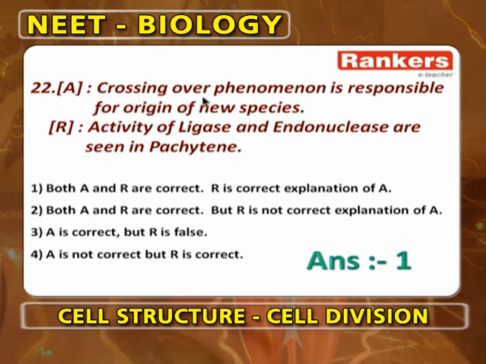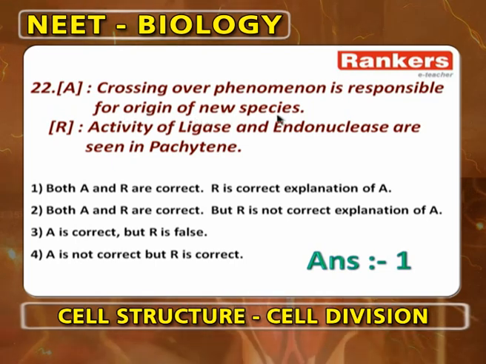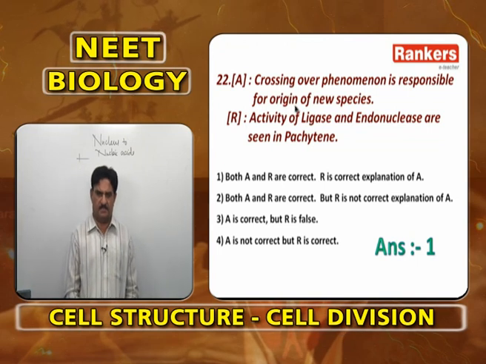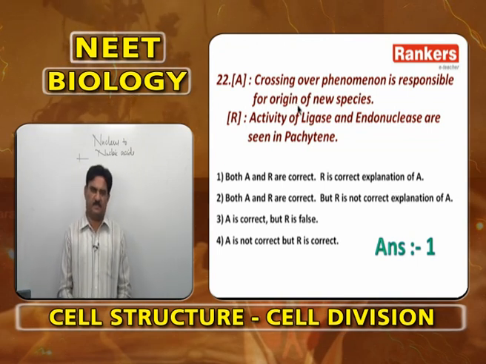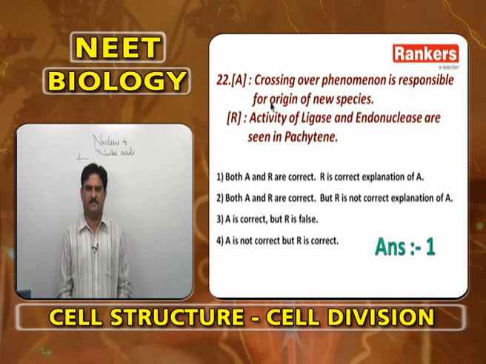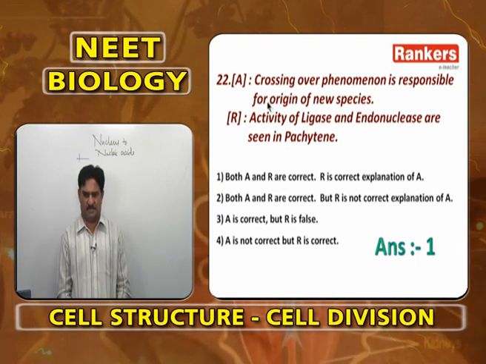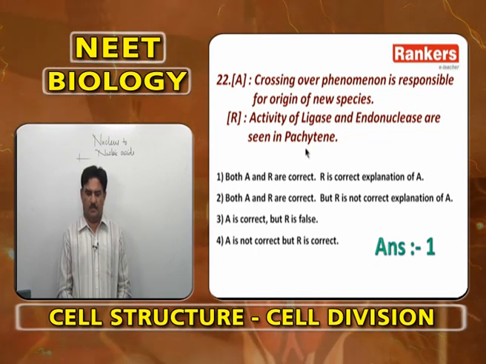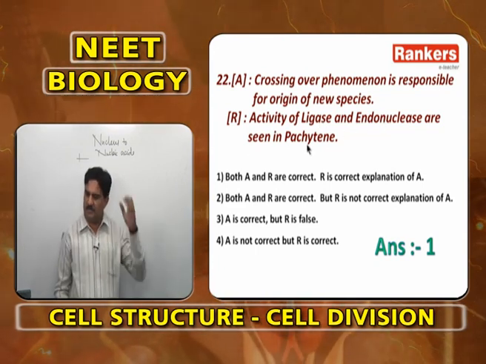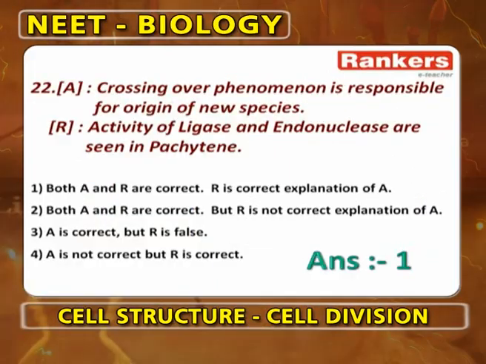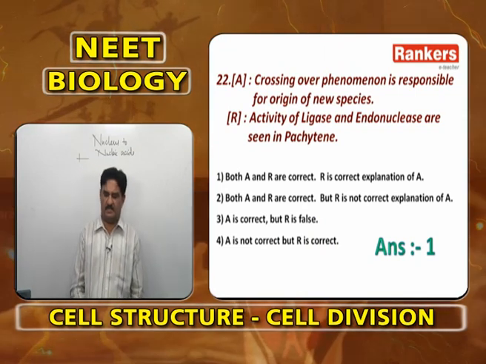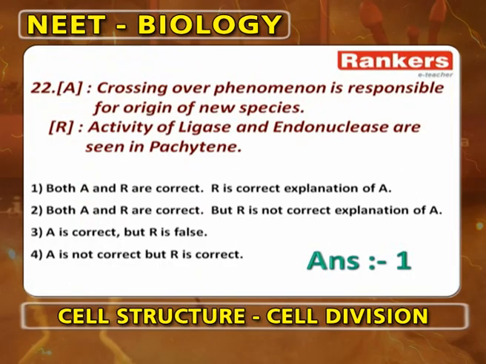Another assertion reasoning. Crossing over phenomenon is responsible for origin of new species. Crossing over leads to variations, recombinations. Recombinations lead to variations. Variations definitely cause origin of new species, which is the first and foremost step in evolution. Activity of ligase and endonuclease are seen in pachytene. Only by the activity of ligase and endonuclease can you see crossing over, the exchange of chromatid bits. So both A and R are correct. R is the correct explanation of A. First option for this.